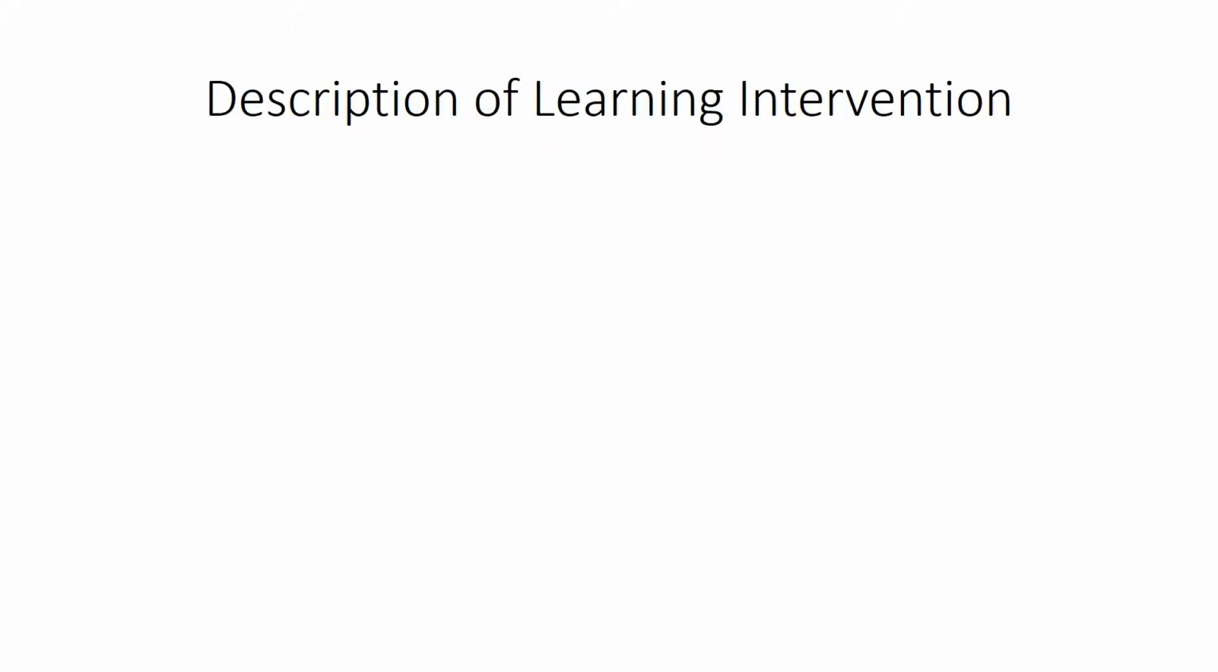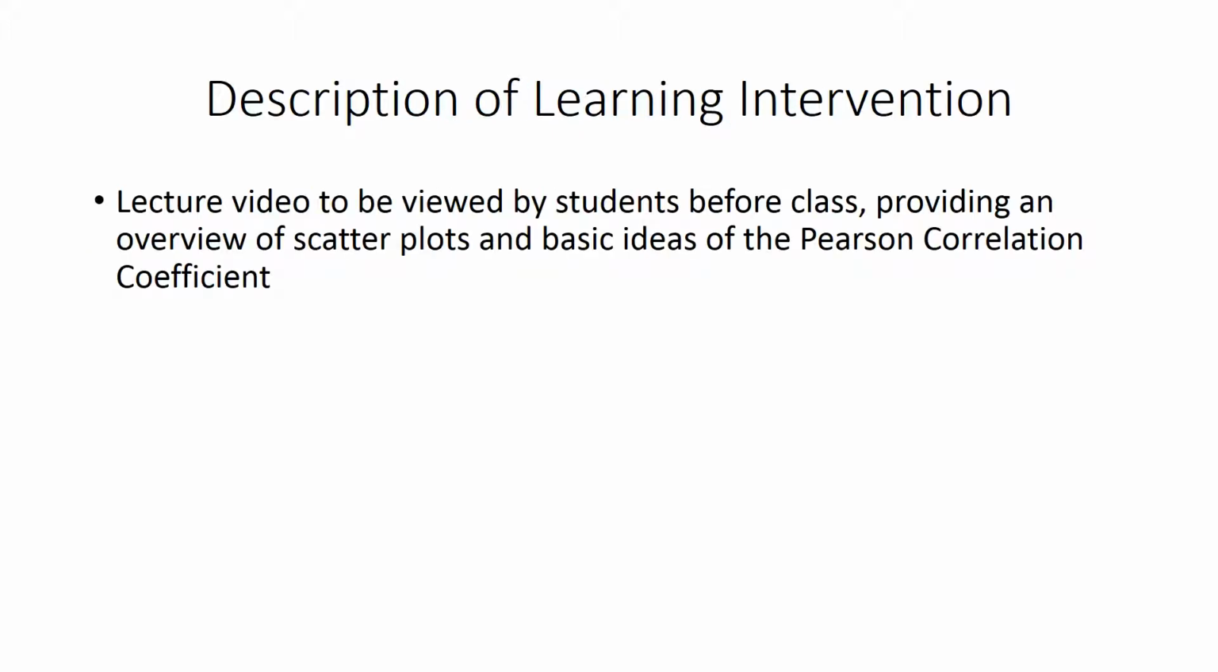So, description of the learning intervention. As I mentioned, this is a flipped classroom format, so there is a lecture video to be viewed by the students before class, and I've included that lecture video within my live binder. It's providing an overview of scatter plots so we can plot different variables against each other, and the basic ideas of the Pearson correlation coefficient. I use a few data sets that I actually repeat in the in-class activity, showing what the graph looks like and what the Pearson correlation coefficient is for that particular graph.